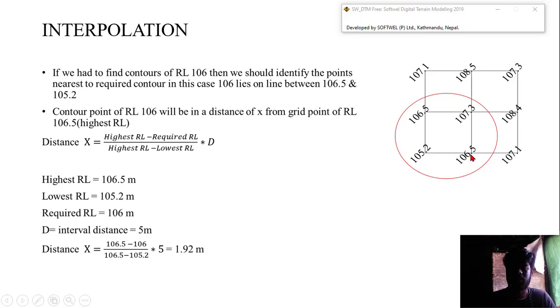After doing the calculations like this, we multiply with the interval d, the distance. What is the interval here? Here the interval is 5 meters. After the calculation we get 1.92 meters. This 1.92 meters from the highest RL is where the 106 RL is: 1.92 away from the highest RL. After this interpolation we get the x point, then we mark it, then here also we mark it, then connect. After this connection, that connected line is called a contour.